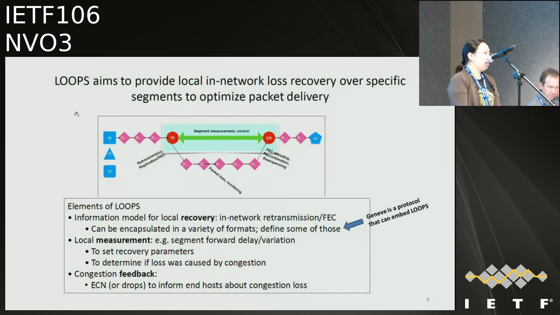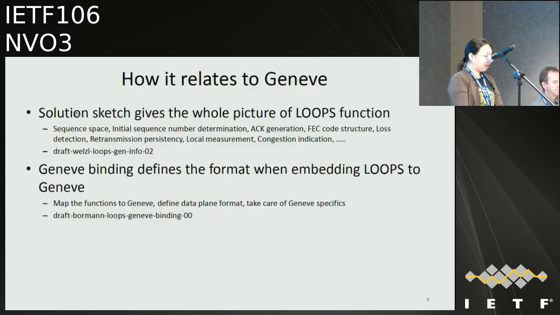Of course, there are some other elements of LOOPS. In order to make sure the retransmission happens in time, there might be some local measurement, and in order to not interfere with the end-to-end TCP retransmission, there must be some congestion feedback. So ECN possibly can be used here. How it relates to Geneve, there is a solution sketch. It gives the whole picture of the LOOPS function.